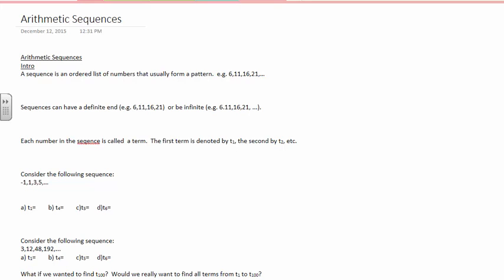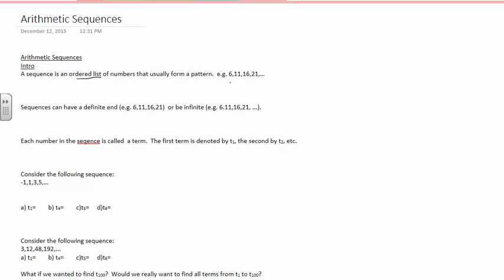In this unit, we're going to start to look at sequences. When you're thinking of sequences, think patterns. So let's just intro it today. Our first day is arithmetic sequences, and tomorrow we'll look at geometric sequences. So first of all, a sequence is an ordered list of numbers that usually form a pattern.